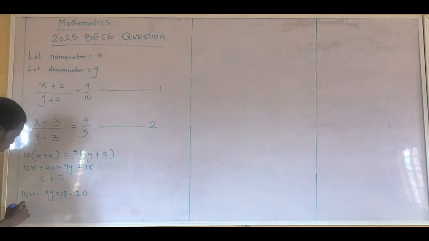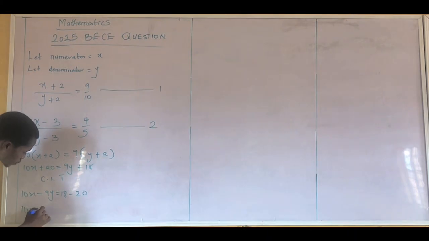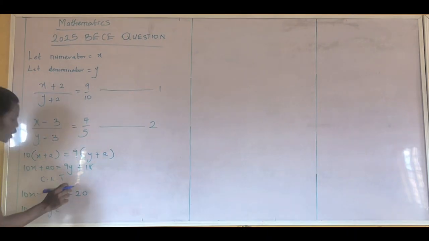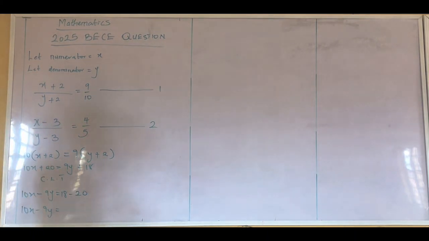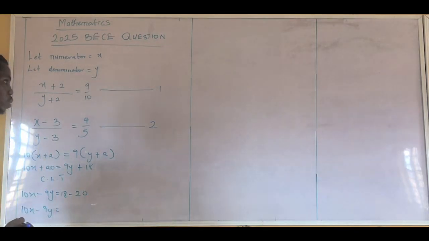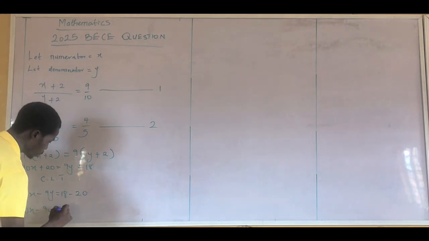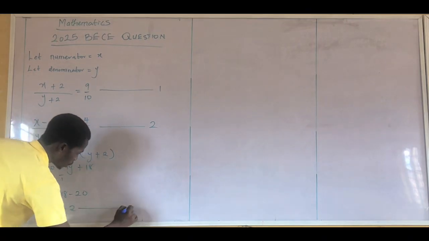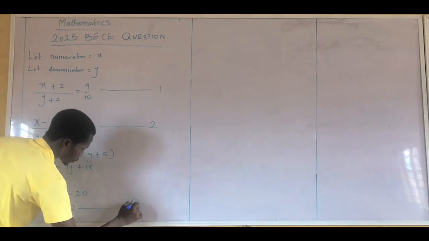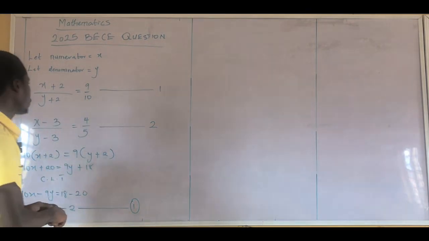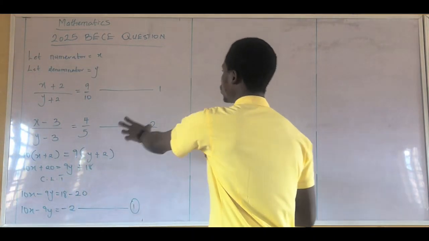Are we together now? Then finally, we're going to have 10x minus 9y equals 18 minus 20. If you remove 20 from 18, you are going to be left with a negative value, which is minus 2. You name this equation 1. Okay. Now let's move to equation 2, which is here.